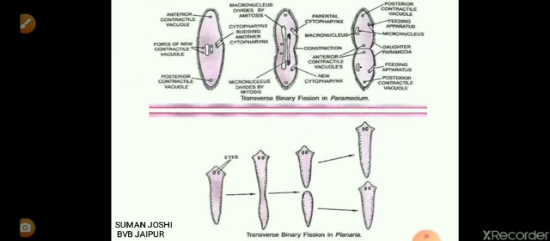In the next slide, we can see Paramecium. Here, the binary fission is occurring in the transverse plane. And another example of transverse binary fission you can see here is Planaria, which is of course a platyhelminth.